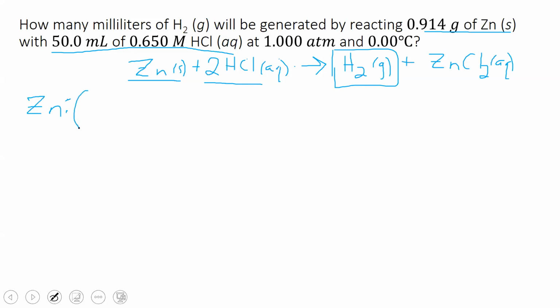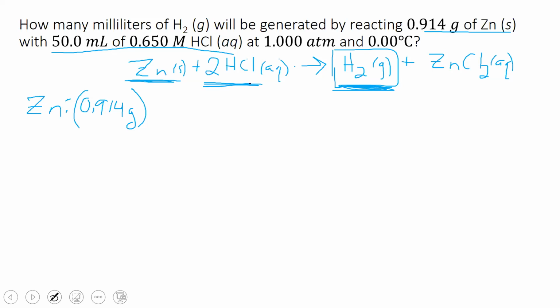Professor? Yeah. Can you repeat exactly what you were going to do just now? How much can we make? Can you say that sentence one more time? Sorry. Yeah, we're trying to figure out how much hydrogen gas we can make, given we have either a starting amount of zinc or a starting amount of HCl, right? That's our limiting reactant question right here.